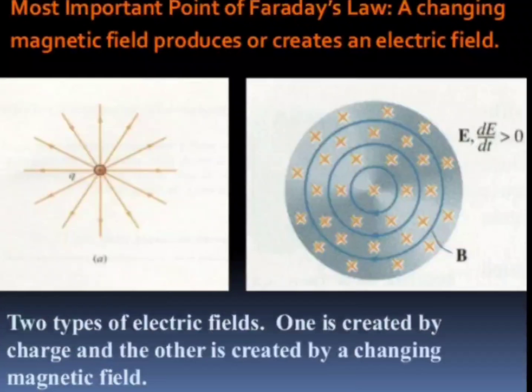So these two figures indicate how the electric field is developed. One is created by a charge. Here we have to take a positive charge. And the other is created by a magnetic field. So these circular rings are simply the magnetic field, and the cross mark indicates the electric field.